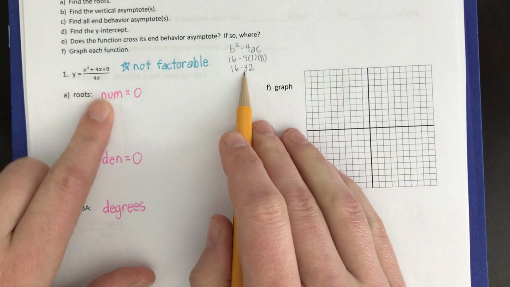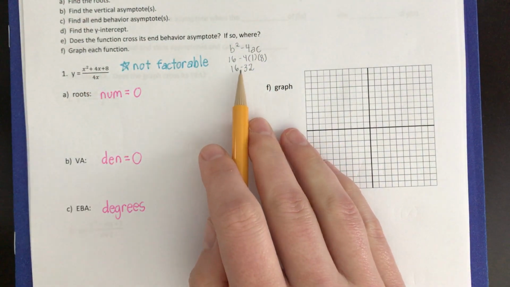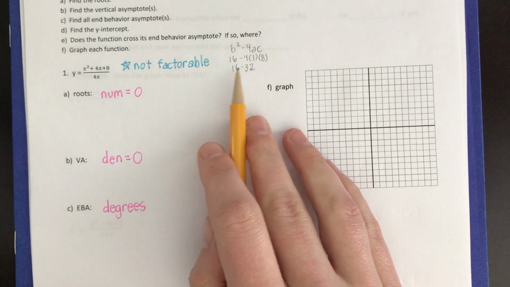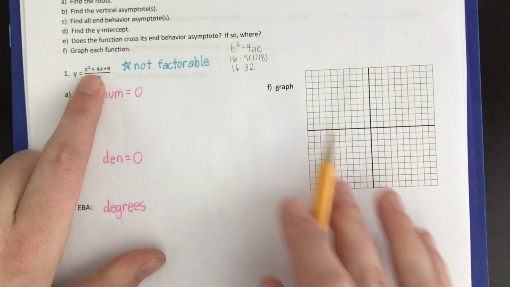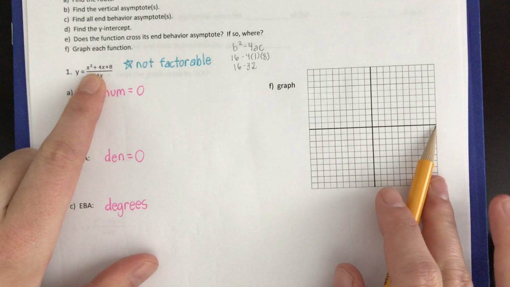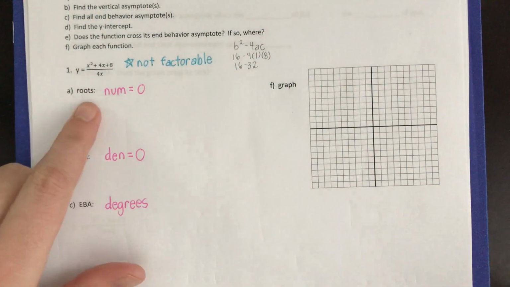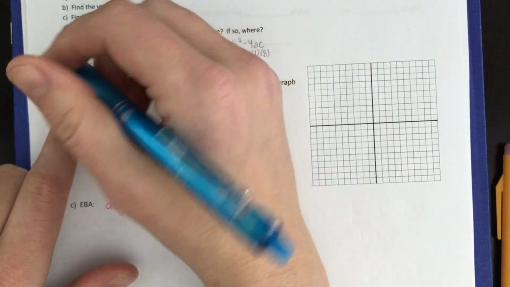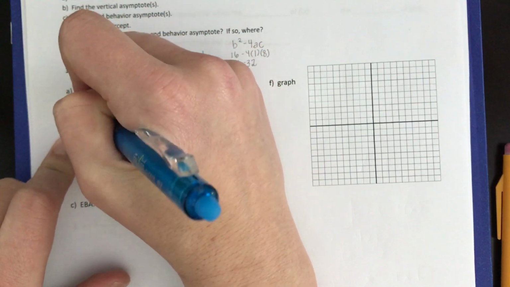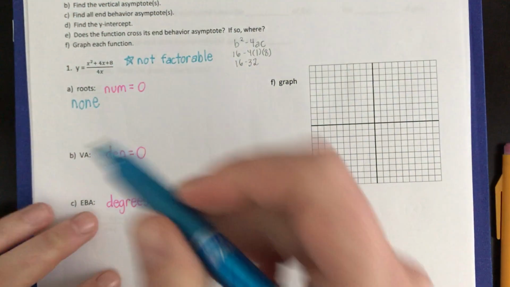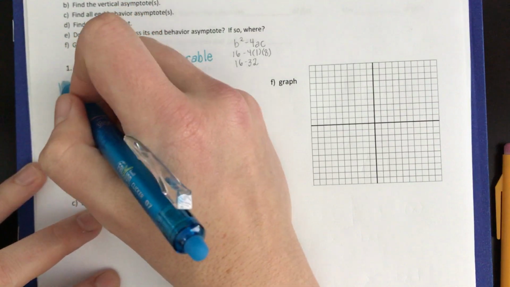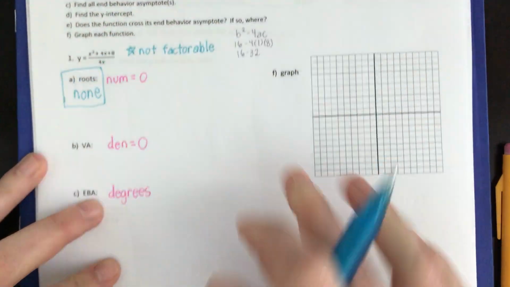I don't really care what the value is, but the fact of the matter is that it's going to be a negative value, and that tells me imaginary roots, so definitely I don't cross through the x-axis at all. So that answers the question of roots: none. It wasn't factorable. There were no binomials that I could set equal to 0. So I have no roots.